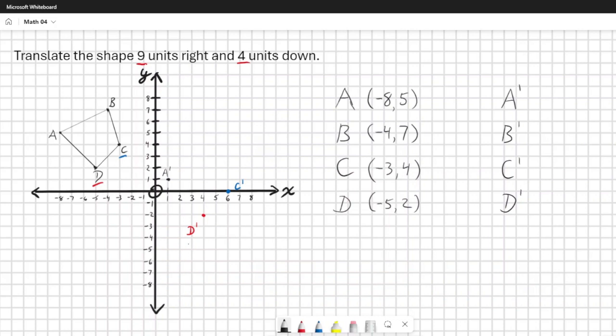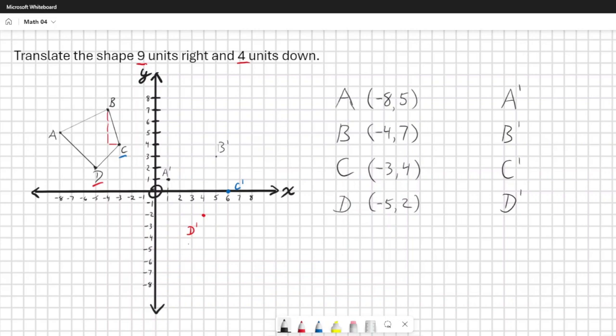Now, one trick we could use is that if I look at point C and look at where point B is, I can say, well, if I start at point C, move 1 to the left, and then move up 3 spots, I'll find point B. So let's try that here. If I go from point C, move over 1, and go up 3, 1, 2, 3, I'm going to be right here. So that'll be B prime for us.